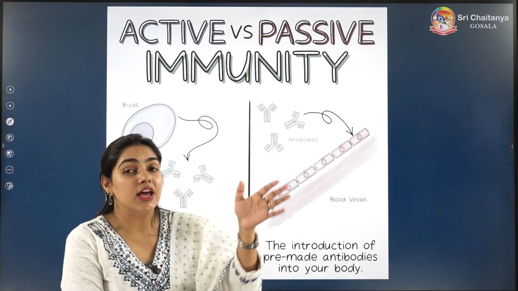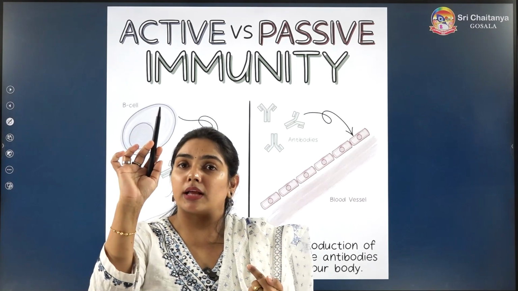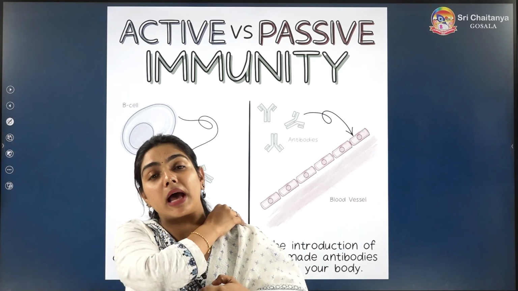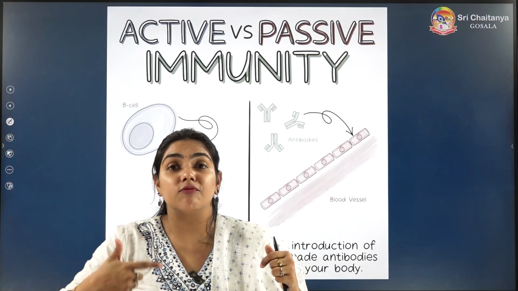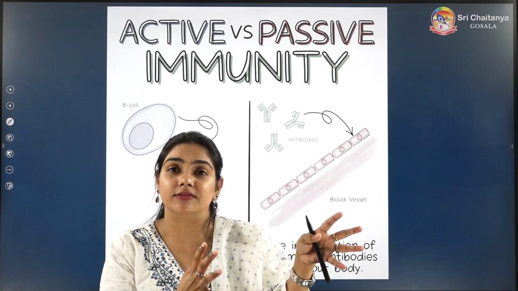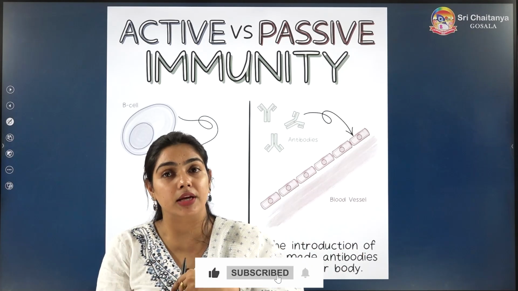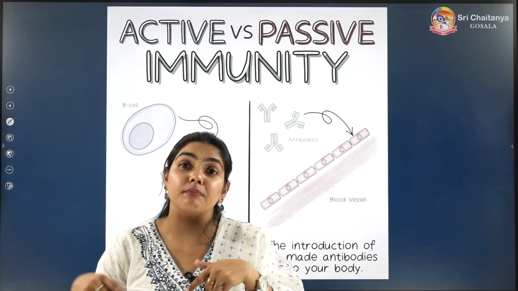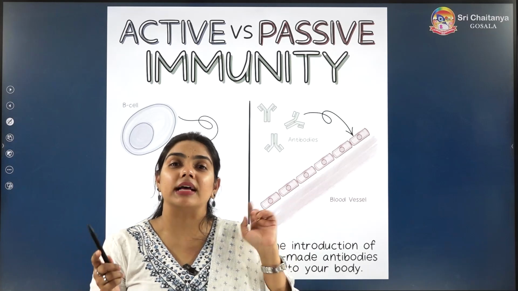Similarly, when a pathogen is coming into my body, my body is the host body, right? Because the pathogen is coming into my body, my immune system will produce antibodies. So is it active or passive? It is active. But when this pathogen is coming into my body and I am taking the antibodies from outside, I am not making them, I am taking them. So that is a passive process.